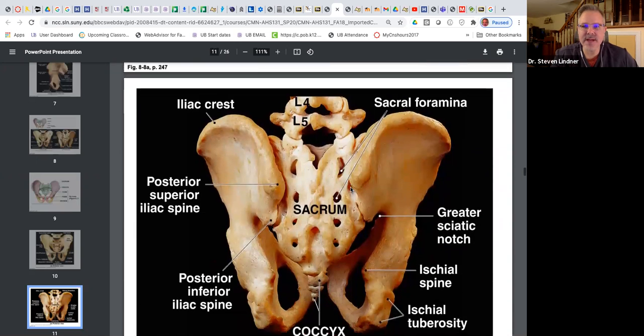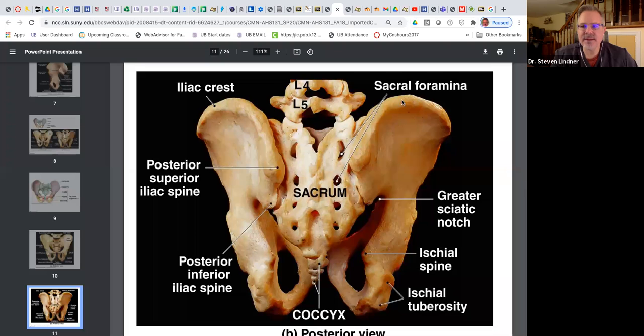On the posterior side, here's the iliac crest, PSIS, PIIS, ischial spine, greater sciatic notch, lesser sciatic notch. The roughened ischial tuberosity, which is where your hamstrings originate. These are the sacral foramina, the holes. Here's the coccyx, which is anywhere from 3 to 5 fused sacral segments.